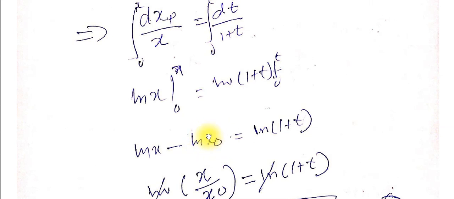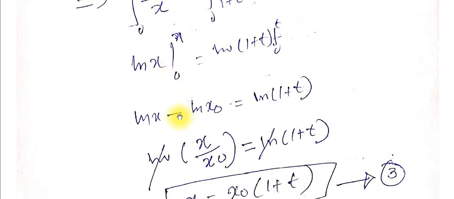The upper limit minus the lower limit gives ln x minus ln x naught. This is not 0 actually; it is from x naught to x. This should be correct. When the time is 0, the distance is x naught, and after t, the distance is x. So ln x minus ln x naught, and for the upper limit ln of 1 plus t, and the lower limit ln of 1 plus 0, so it becomes ln 1, which is 0. So we have only ln of 1 plus t.